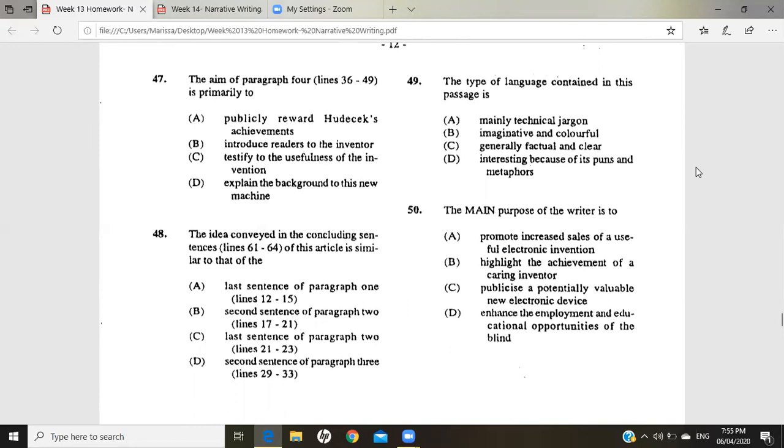Paragraph 4 is when they were basically talking about the computer and listing all the functions and stuff. Number 47: C. Very good. 48, the idea conveyed in the concluding sentences of this article is similar to that of the... The best answer was A, the last sentence of paragraph 1.